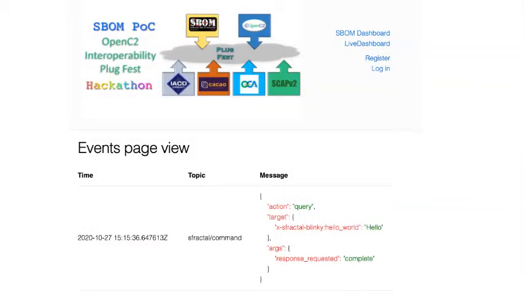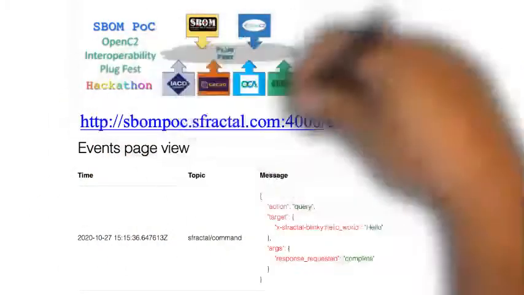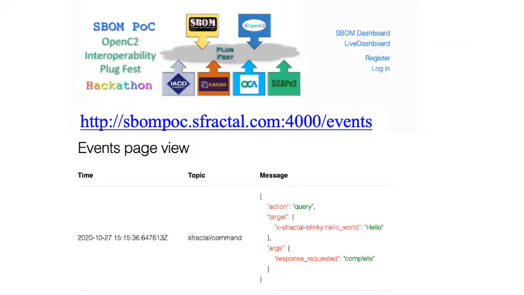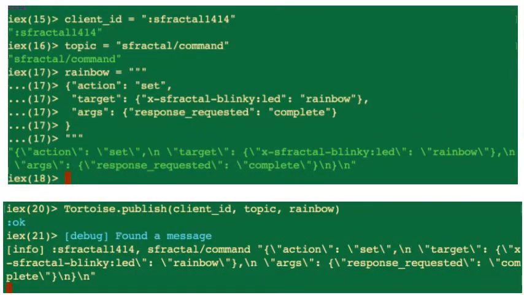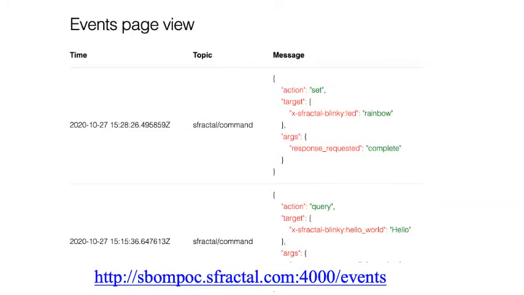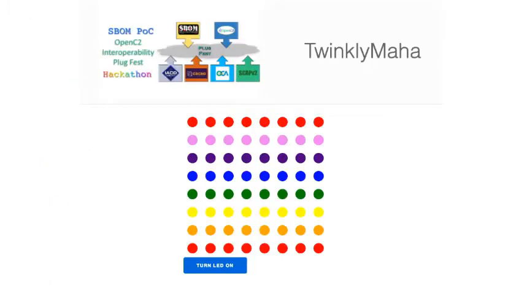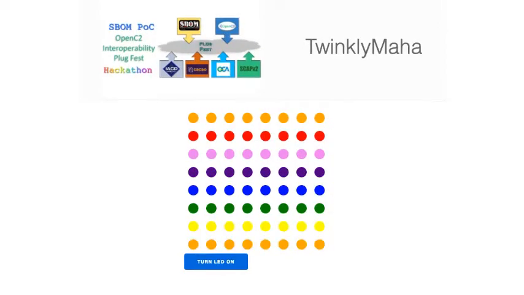As a sidebar, for debugging, we made a logger on a different GCP VM to watch all the traffic on the Plugfest MQTT server. It's at sbompoc.sfractal.com port 4000/events. Again, note the HTTP and note the port 4000. This is a screenshot just prior to sending a command. Here is sending the command. Here is the logger seeing the command since it was subscribed to the broker. And here are the LEDs blinking. Now, real life is better, but I had a little trouble with video inside a video.